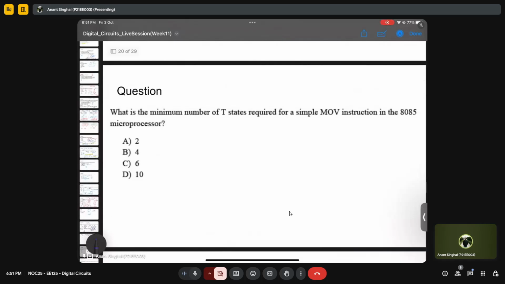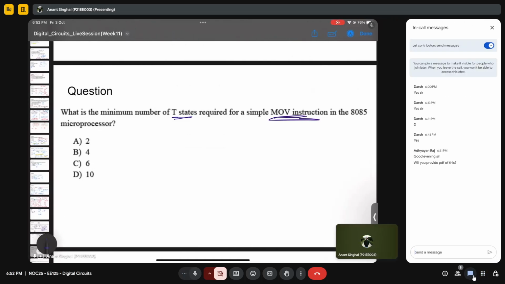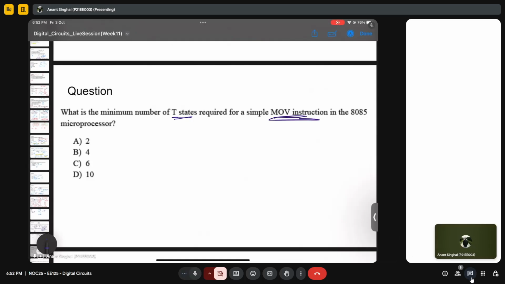Okay, let's move ahead. It says what is the minimum number of T states required for a simple move instruction? What is this? Yes, so I do always provide these PDFs just after the lecture in the NPTEL link, which is provided by the NPTEL team to you. And this video will be uploaded on the YouTube channel just after the class.